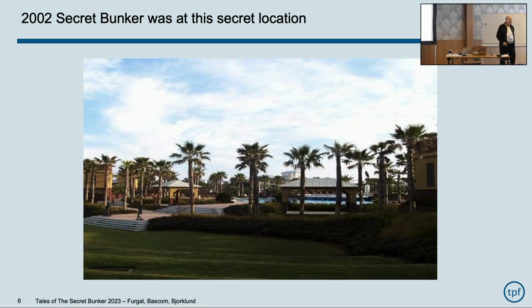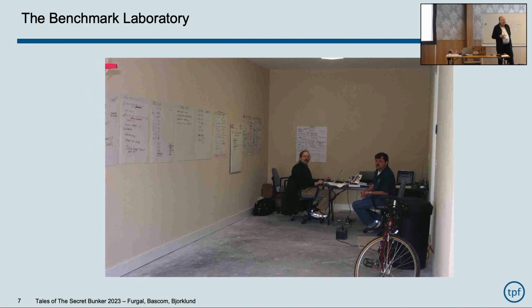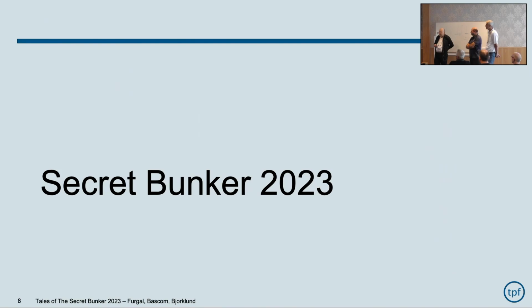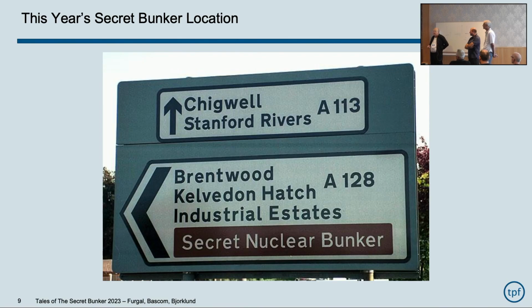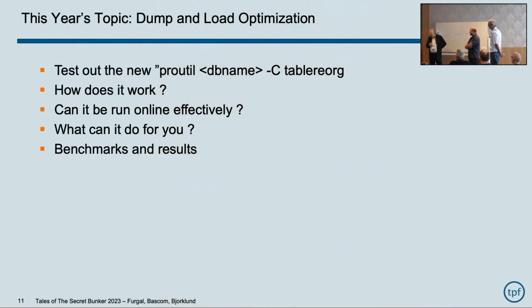And this is the secret bunker location. Here's our benchmark laboratory, which was John's garage. We had another table in there later, so we had a little bit more equipment than what you see in this picture, including the bicycle. Now this year, here's the instructions for how to get to the secret bunker. Here's a photograph of the secret bunker. Nearby. Yeah.